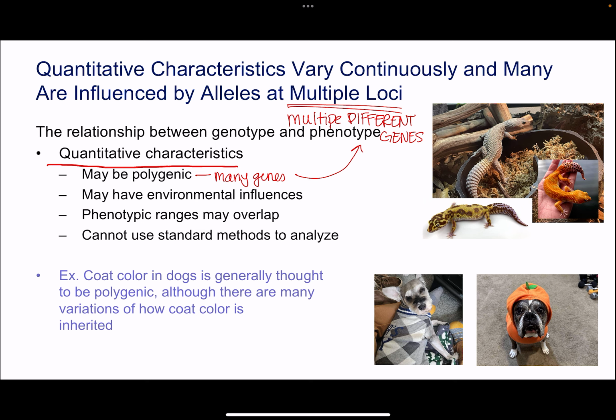So a couple of quick examples here. Coat color is generally thought of as a polygenic trait.